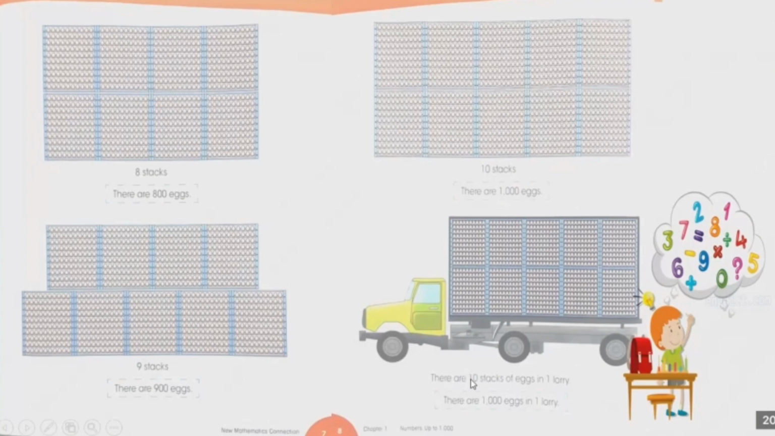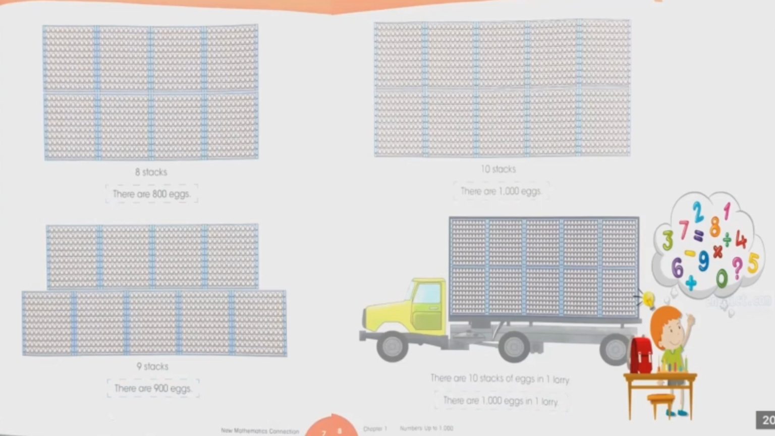So it means that there are 10 stacks of eggs in one lorry. One lorry, okay? So there are 1000 eggs in one lorry. So if there are 2 lorries, that means 2000. 3 lorries, that equals 3000. 4 lorries is equal to 4000. That's counting by thousands already.